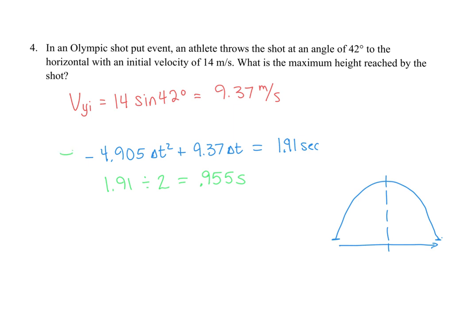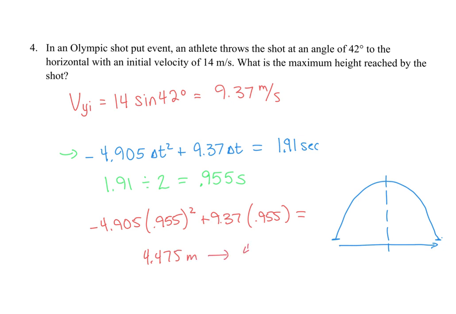This equation is the equation for my final position. So if I want to figure out how high it was in the air at 0.955 seconds, I literally plug that in. Negative 4.905, 0.955 squared, plus 9.37, 0.955 is going to give me how high it went in the air. And if you round to significant digits, by the way, it's 2 significant digits, approximately 4.5 meters in the air.